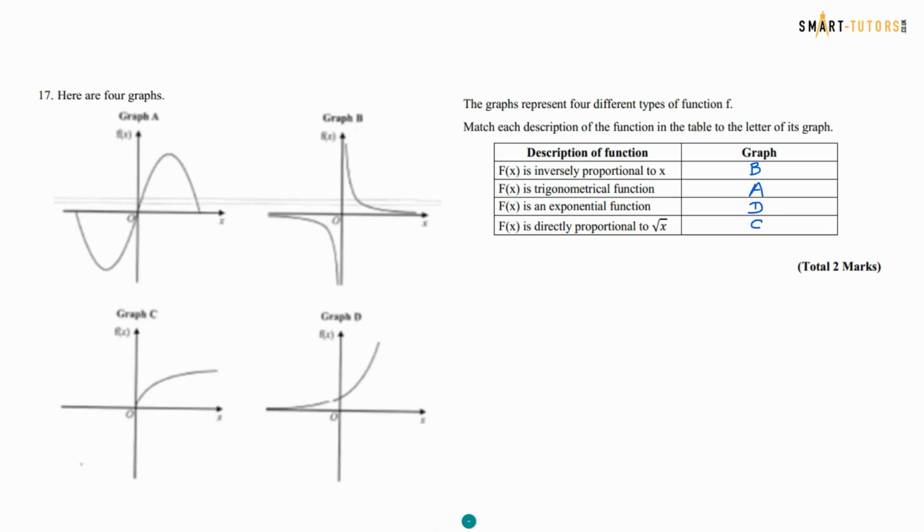Question number 17. Here are 4 graphs. The graphs represent 4 different types of function f. Match each description of the function with the graph's letter. First of all, the trigonometric function is A. The reciprocal graph, which is inversely proportional, is B. The third one, exponential function, is D, and the remaining one, direct proportional, is C. That is the answer for question 17.